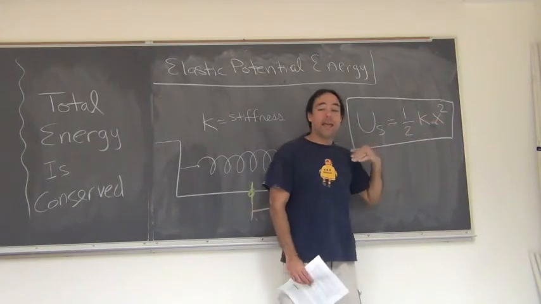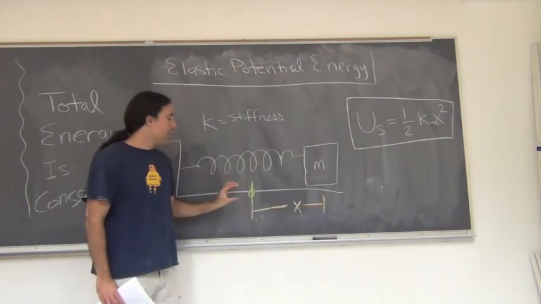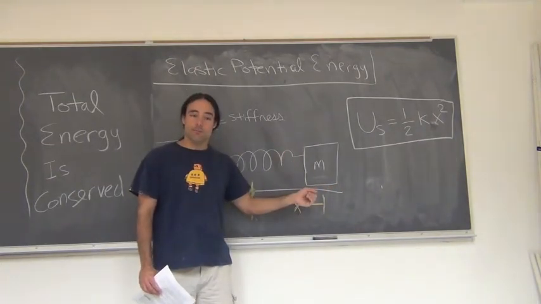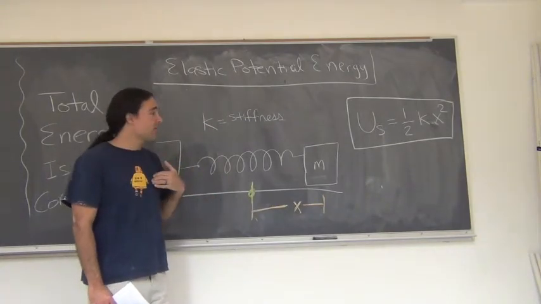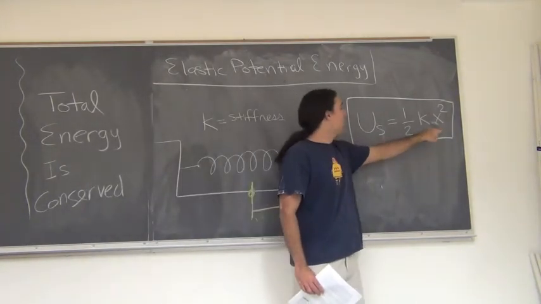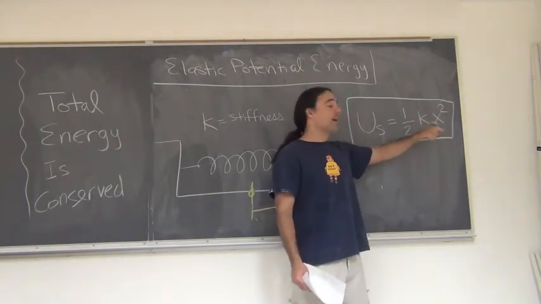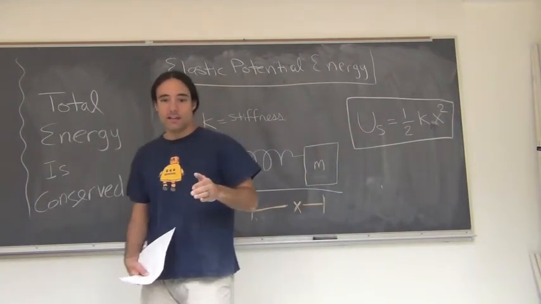Now you might ask, why is it how far I've stretched it squared? Well, if I've given it a positive displacement, x might give me a positive number. If I give it a negative displacement, x might give me a negative number. But I should still get more energy if I'm displacing the amount either in the positive direction or negative direction.